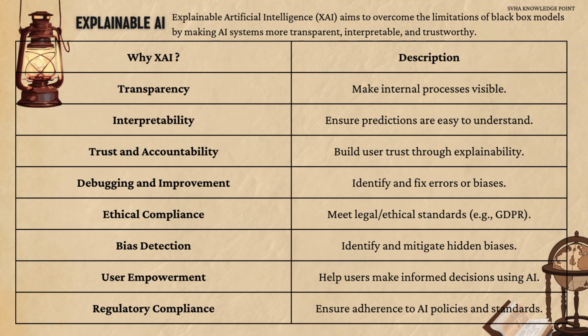Let's look into why we need explainable AI, and how it makes the system transparent, interpretable, and trustworthy. First, it reveals how the model works internally and provides insights into its decision-making process, ultimately making the model transparent. Explainable AI ensures that outputs can be understood by humans. It enables users to grasp the reasoning behind the predictions, thereby providing interpretability.